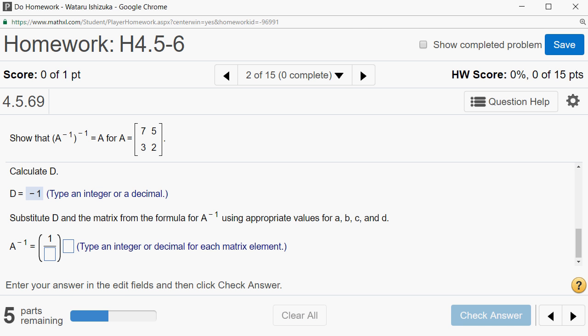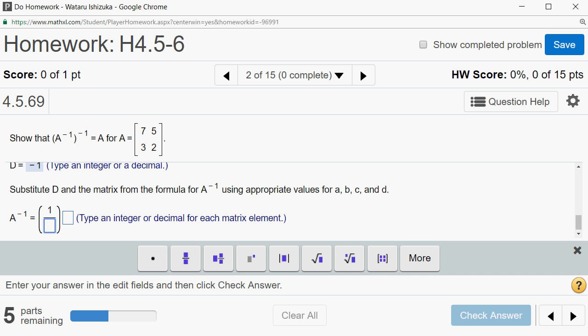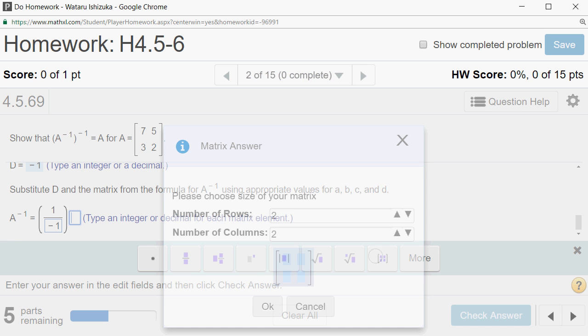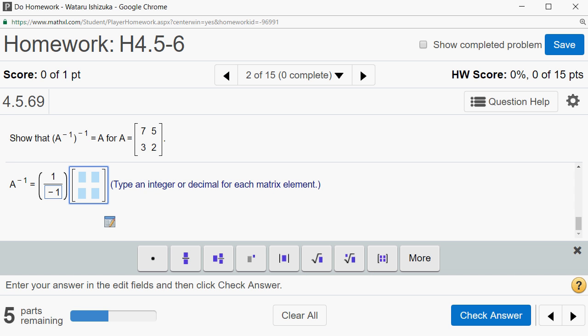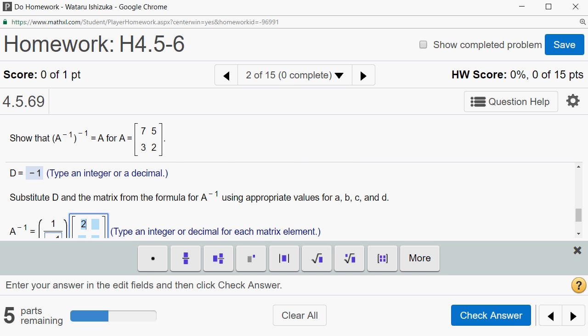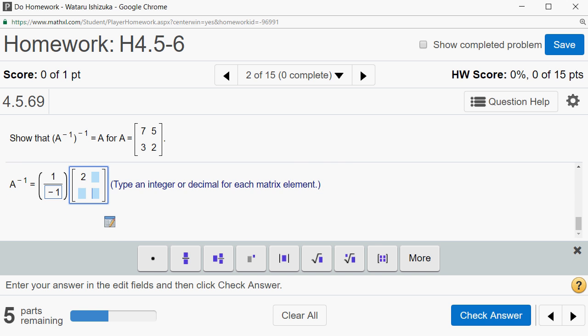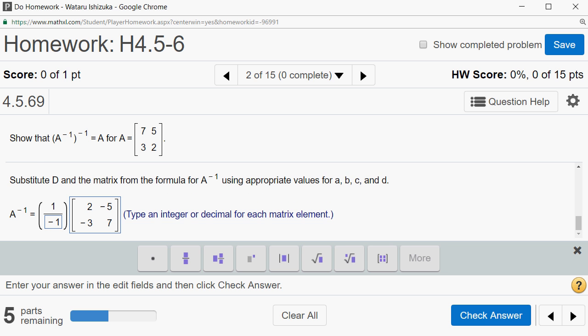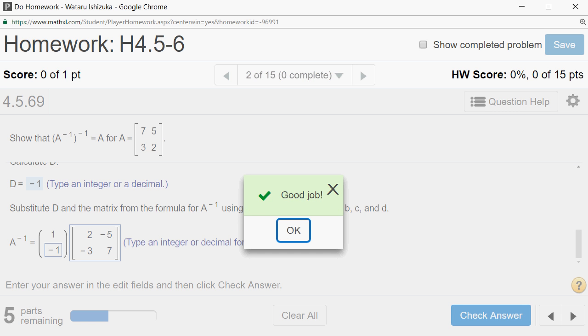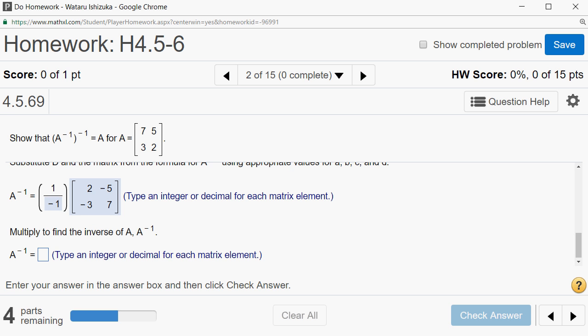So the inverse matrix is going to be negative 1 here, and that is going to be a 2 by 2 matrix. 2 is going to go up here, then 7 is going to go here, and I'm going to put the negative 5 here and the negative 3 there, just following the formula. Check the answer. We got that.